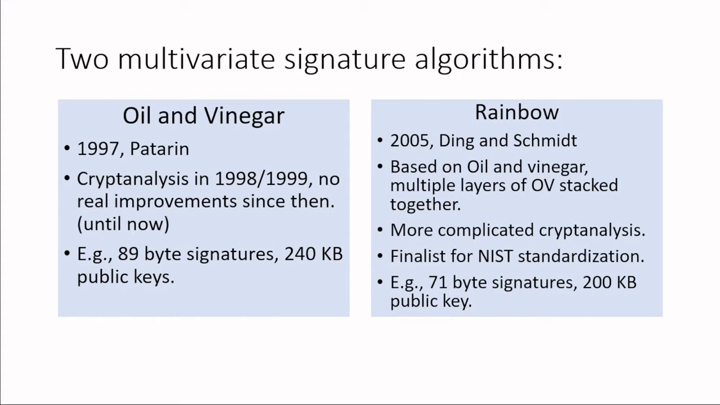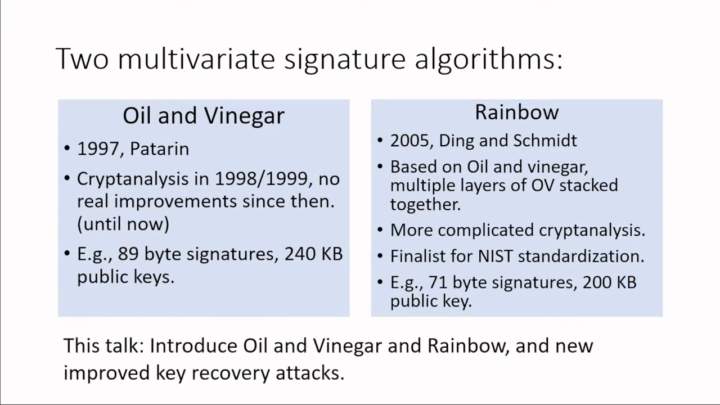And then there was a new signature scheme invented in 2005 by Ding and Schmidt, and this was based on the Oil and Vinegar scheme, in the sense that it's basically multiple layers of Oil and Vinegar combined. This makes the scheme a little bit more complicated, so there has been more cryptanalysis. And now Rainbow is one of the finalists in the NIST standardization competition. And it's a little bit more efficient than Oil and Vinegar. For example, you could have 70 byte signatures instead of 90 bytes. And also the public keys are a little bit smaller, but still quite big.